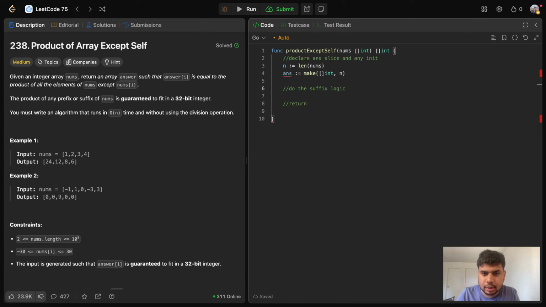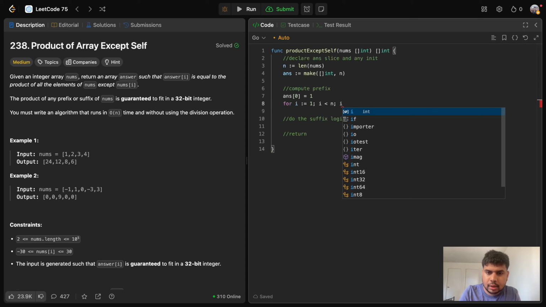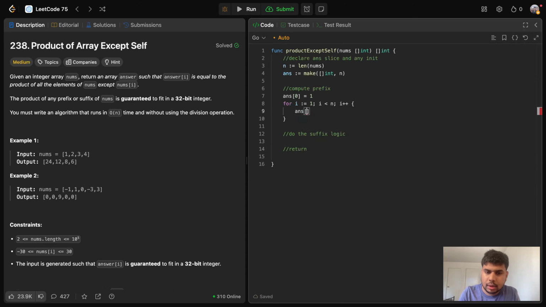And then let's do the suffix. Yeah, I still have to compute the prefix. How would we do it? The first position doesn't have anything on the left, so call it 1, and then for i equal to 1, the second position, i less than n, i plus plus. Take this loop: answer of i is equal to answer of i minus 1 into nums of i minus 1. So this basically gives you the prefix multiple array.